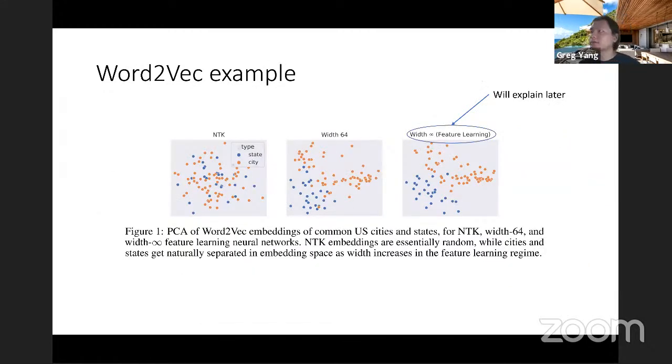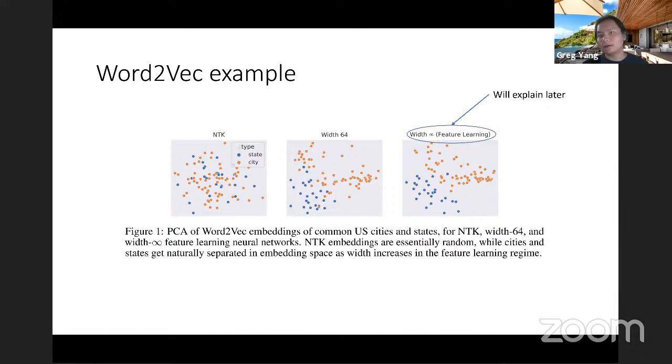But here's a very vivid example to show that the NTK limit doesn't learn features. In this example, I trained word2vec embeddings of a bunch of different words, here US words corresponding to US cities and states. And I did a PCA of the learned embeddings into a two-dimensional space. The models I trained here are, first, a 64-dimensional embedding word2vec, just like the conventional word2vec. On the left, I computed the same thing for the NTK limit.